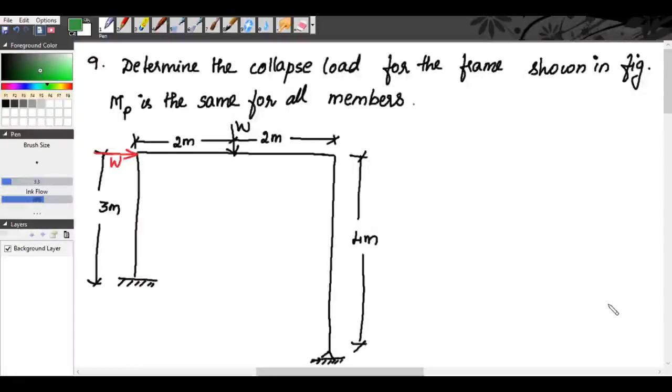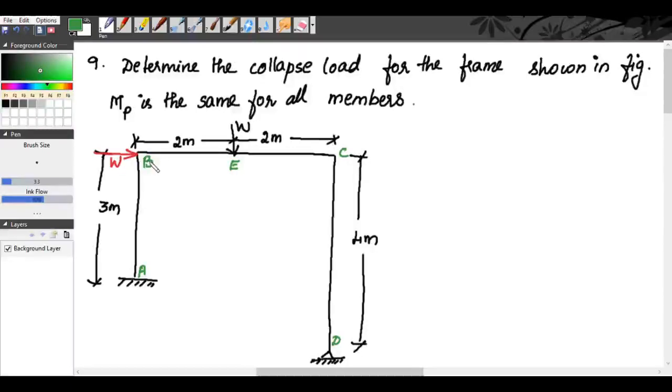Determine the collapse load for the frame shown in the figure, and Mp is the same for all the members. So everywhere it is the same. You can name this frame as A, B, C, D. There is a concentrated load of W at E in this beam BC. There is another concentrated load W acting at the joint B.